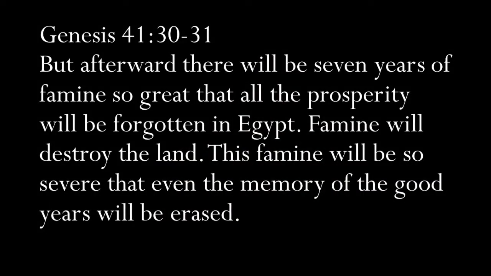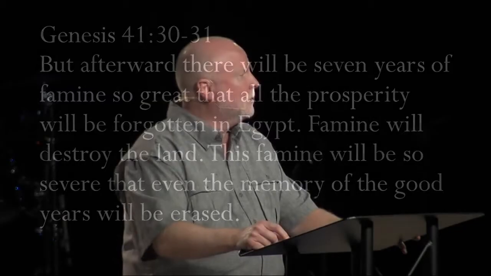Now, notice what Joseph told Pharaoh in verses 30 and 31. But after that, there will be 7 years of famine so great that all the prosperity will be forgotten in Egypt. Famine will destroy the land. This famine will be so severe that even the memory of the good years will be erased. Now, if you noticed, verse 31 is a repeat of verse 30. In other words, it's saying the very same thing. And the reason verse 31 reiterates what verse 30 said is to emphasize the unusual nature and seriousness of this famine.